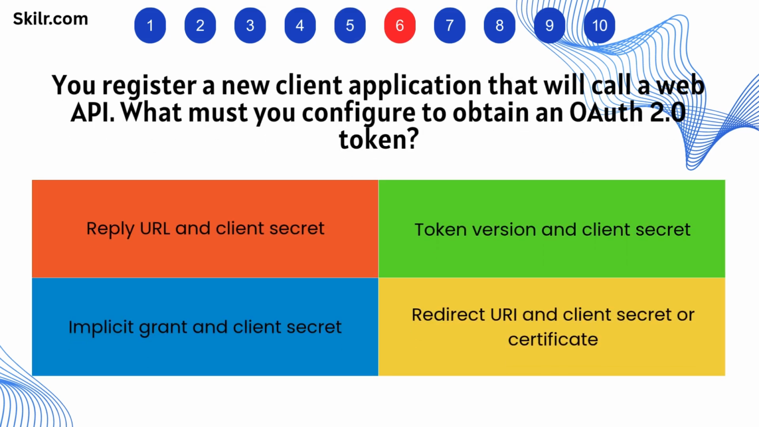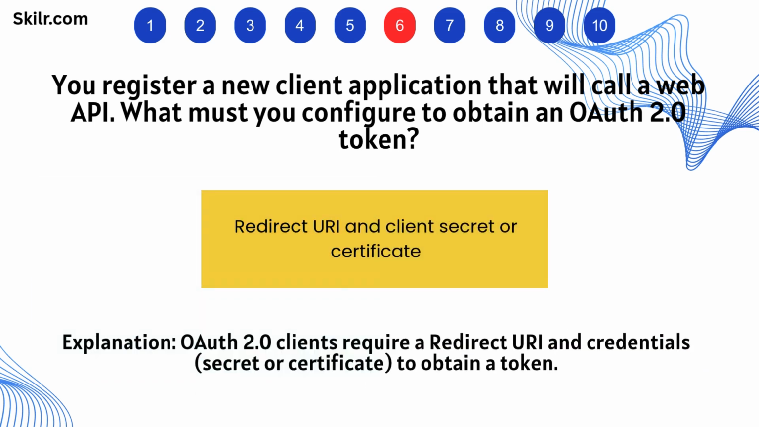Question 6. You register a new client application that will call a web API. What must you configure to obtain an OAuth 2.0 token? The correct answer is redirect URI and client secret or certificate, as OAuth 2.0 clients require a redirect URI and credentials, secret or certificate, to obtain a token.